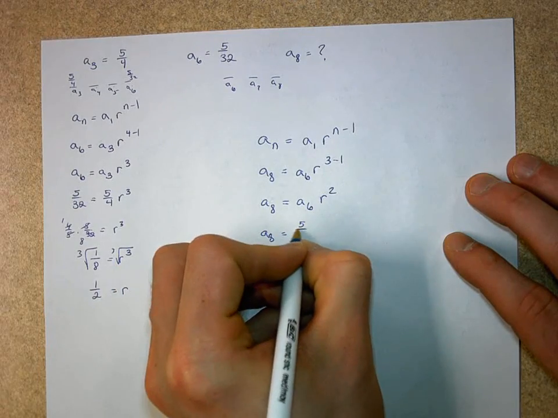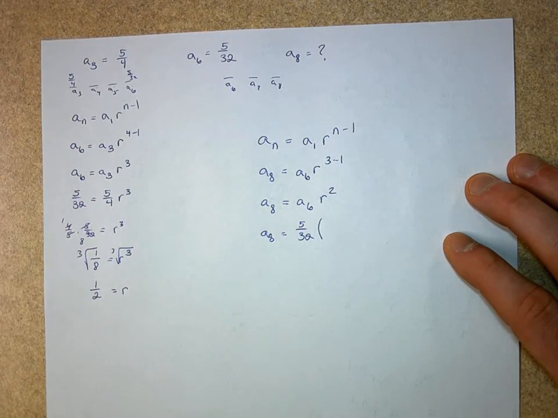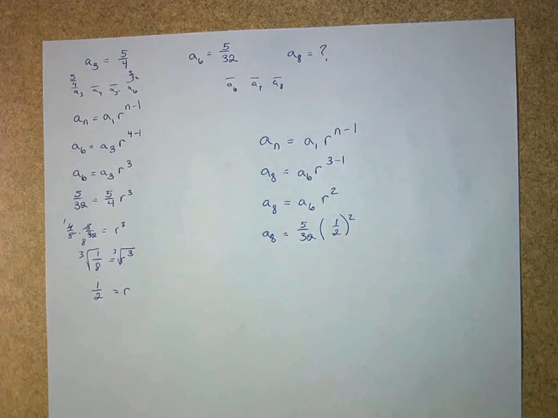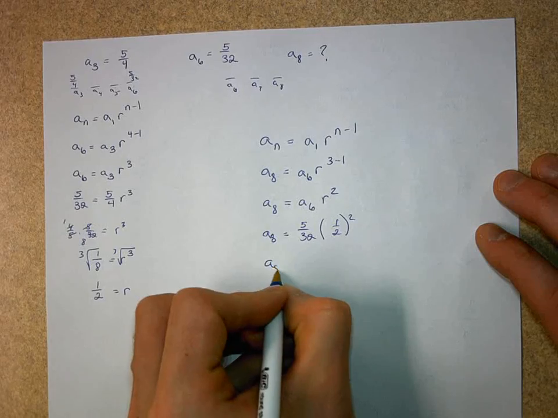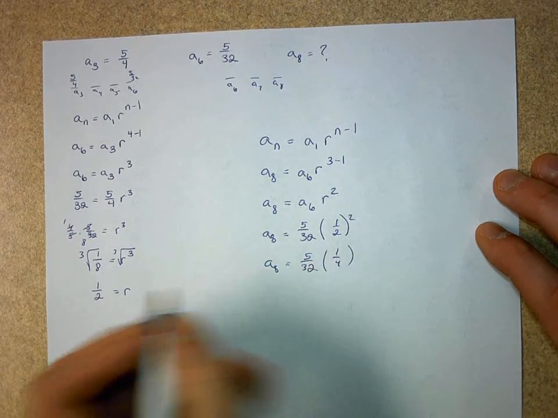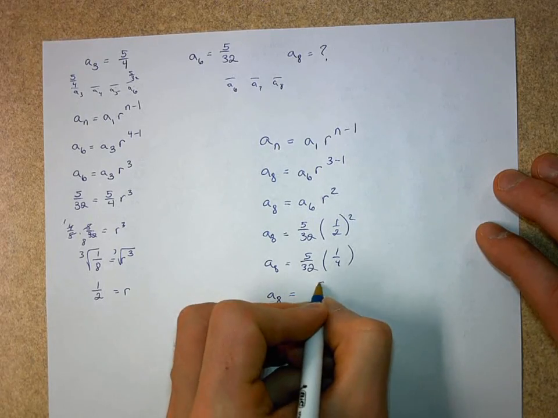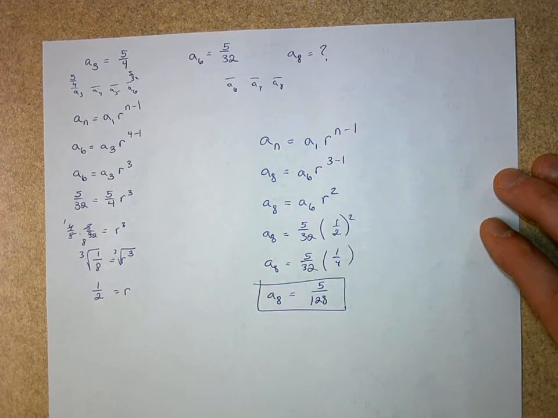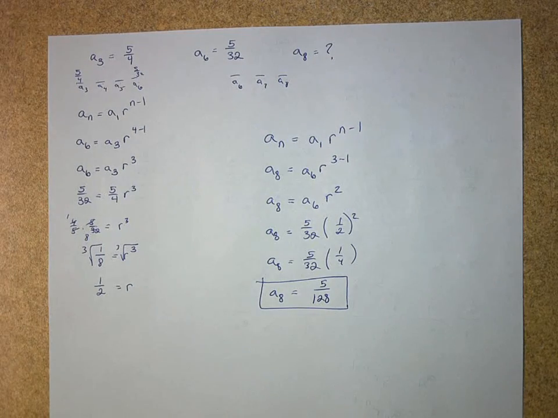We know A sub 6 is 5/32. We know r is 1/2, and we'll square that. So A sub 8 is equal to 5/32 times 1/4. So A sub 8 is equal to 5/128.